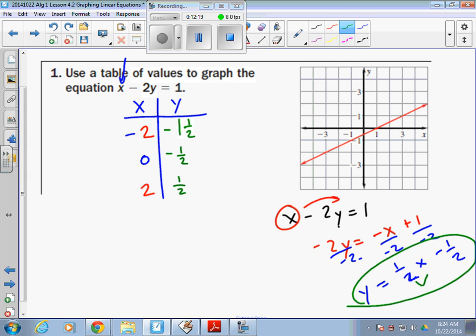So then you graph those 3 points, and I know it's graphed already for you. At negative 2, negative 1.5 is going to be 1 point. At 0, negative 1/2 is going to be your second point. And at 2, positive 1/2 is your third point. When you have the 3 points, you can graph a straight line through all 3 of them.